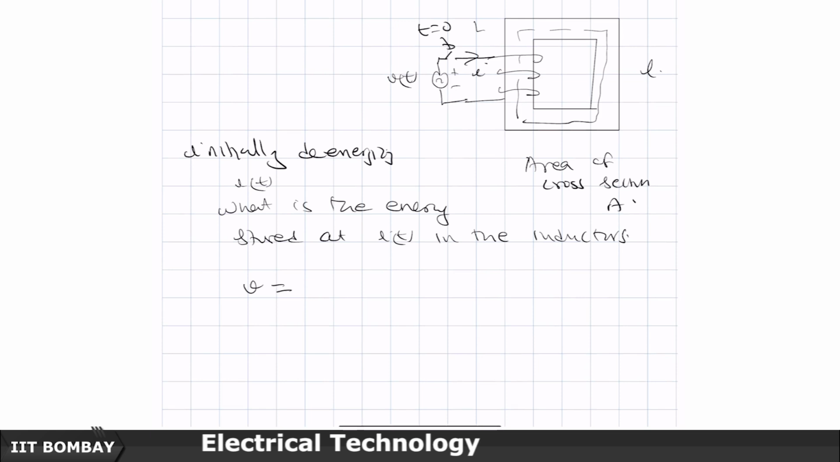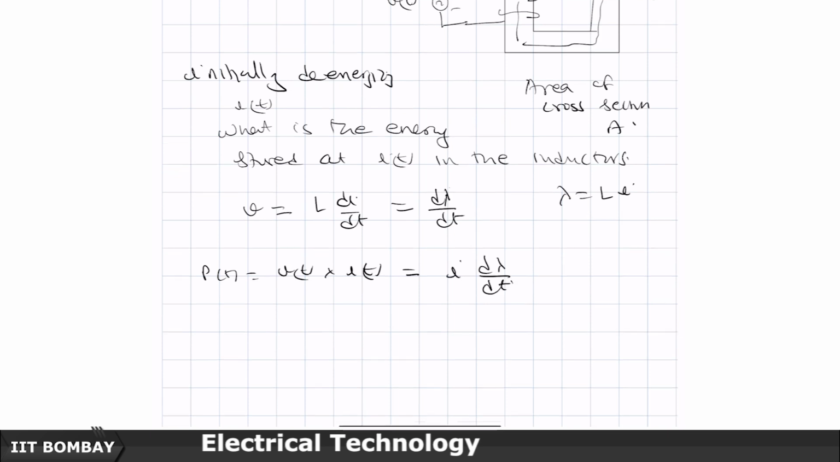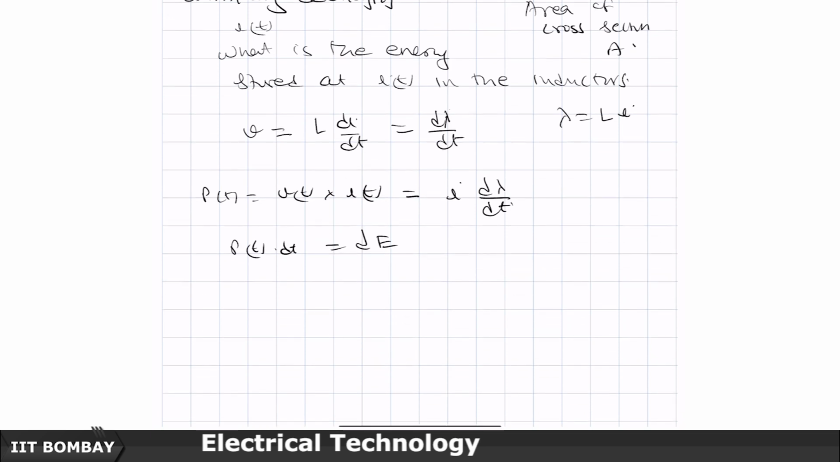So we know that V equal to L di by dt, which is also the same as d psi by dt, the flux linkages, which is equal to the product of L times I. So instantaneous power P of t is V of t into I of t, which is nothing but I times d lambda by dt. So P into dt will be the energy which is pumped into the inductor. So therefore I can write dE as equal to I times d lambda, but lambda I can write as n times phi.